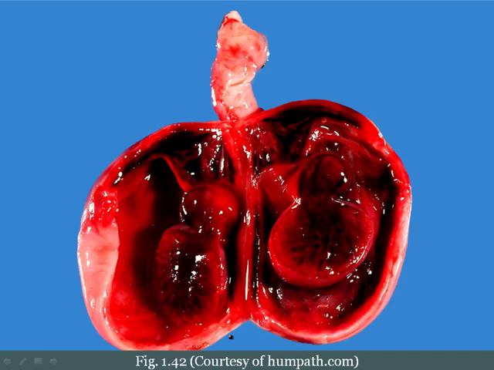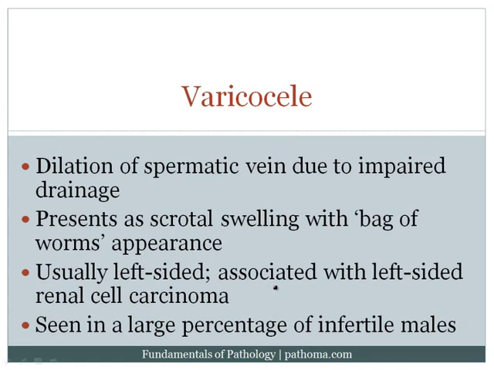Here's a picture of a testicular torsion with a hemorrhagic infarction of the testicle. You can see that the testicle has basically been reduced to a sac of blood. A varicocele is when you have dilation of the spermatic vein due to impaired drainage, and that's going to present as scrotal swelling with a bag of worms appearance.